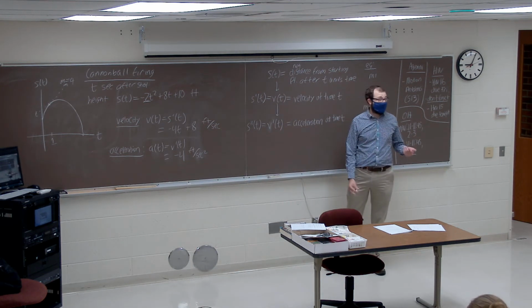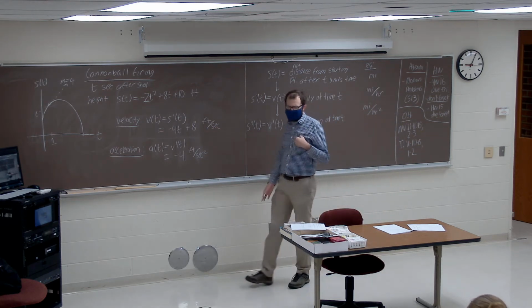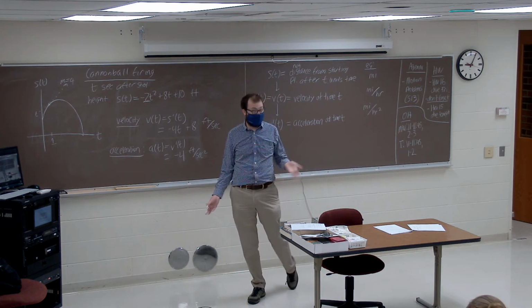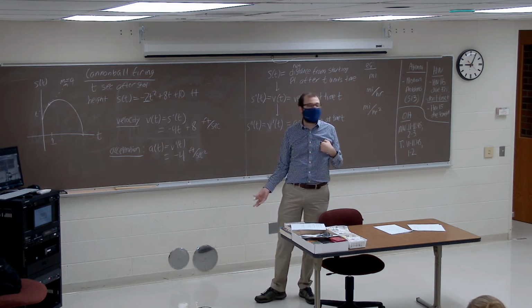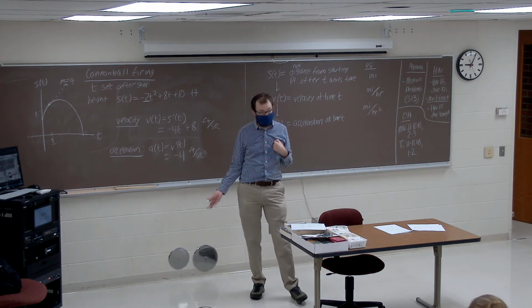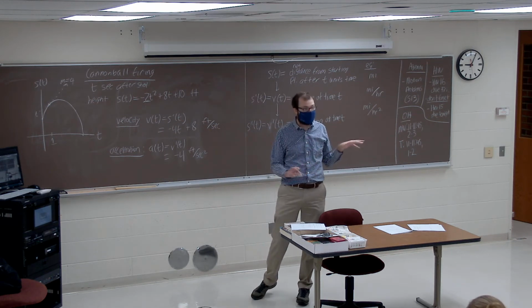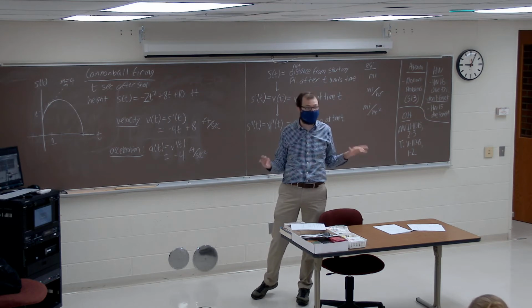But in general, in an acceleration problem like this, acceleration on a planet, or vertical acceleration at least, is going to be a constant value. Negative 9.8 meters per second squared, negative 32 feet per second squared if you're on Earth. And no, you don't have to know those. If I want you to use those, I'll give them to you.